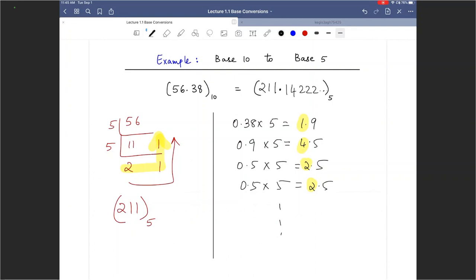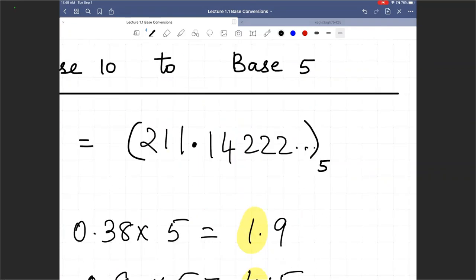211.142222, and so on. Now you see, all these digits belong to base 5: 0, 1, 2, 3, 4. That's base 5. Every number over here belongs to that set. So that's something that you should do.